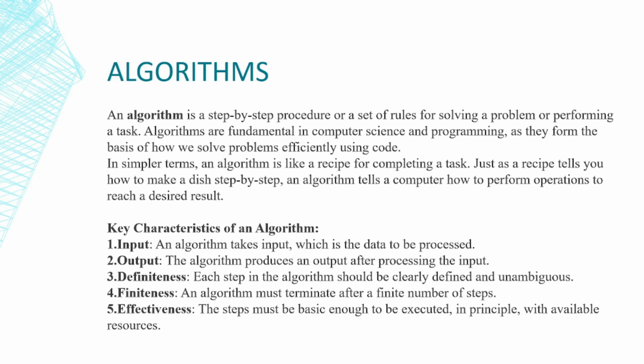Algorithms. An algorithm is a step by step procedure or a set of rules for solving a problem or performing a task. Algorithms are fundamental in computer science and programming, as they form the basis of how we solve problems efficiently using code. In simpler terms, an algorithm is like a recipe for completing a task. Just as a recipe tells you how to cook a dish step by step, an algorithm tells a computer how to perform operations to reach a desired result.